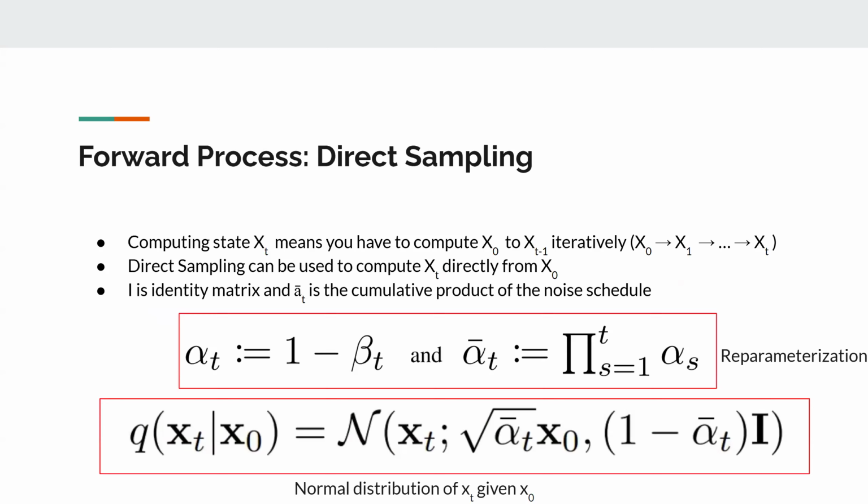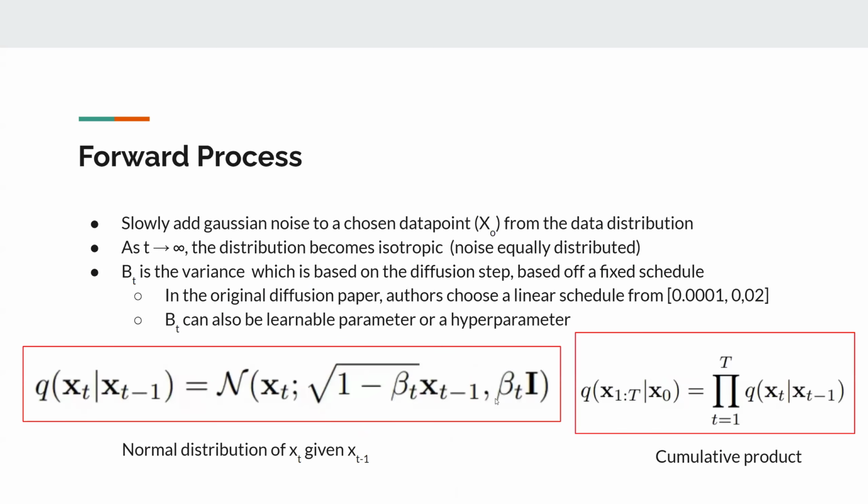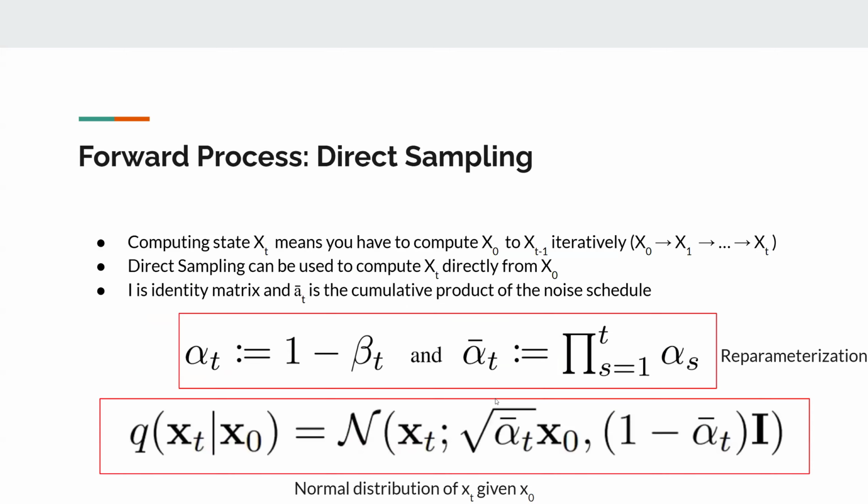Okay, and there's this thing called direct sampling. As I mentioned before, for the cumulative product on the bottom right, you need to compute the probabilities for every state transition up to xt, which means this is a serial computation. It's iterative, and this takes a lot of time. But you can do something called direct sampling, where you compute x of t directly from the initial state. This is done by a reparameterization of a couple of variables.